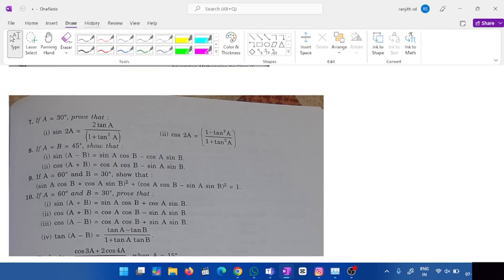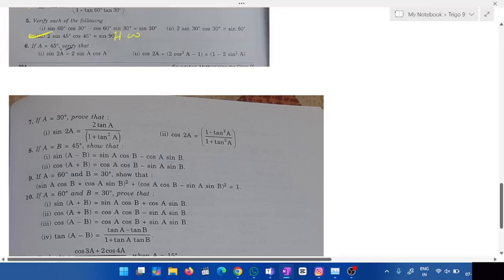Today we'll do sixth main. Sixth one. See, sixth main, the value of A is given. Sixth main first question is for homework. Second question we'll do now.